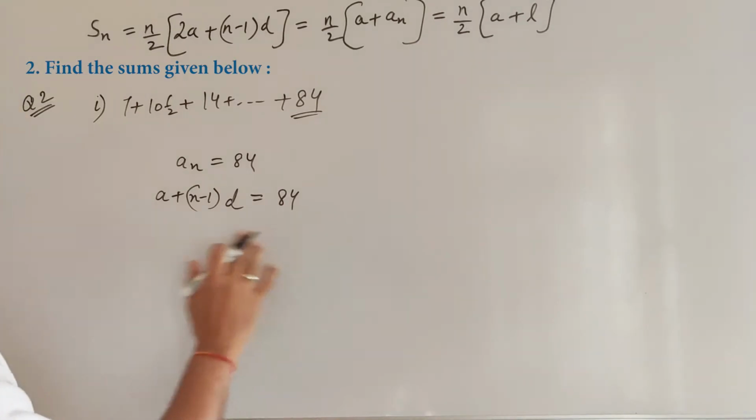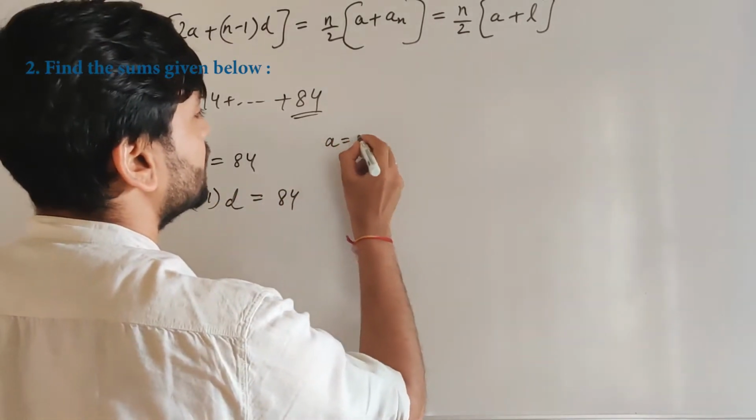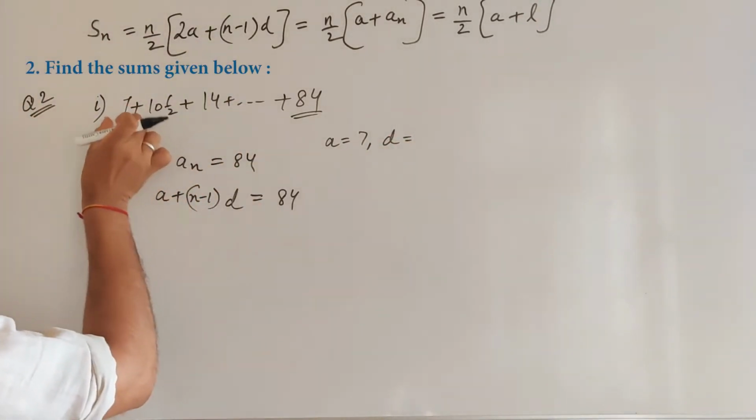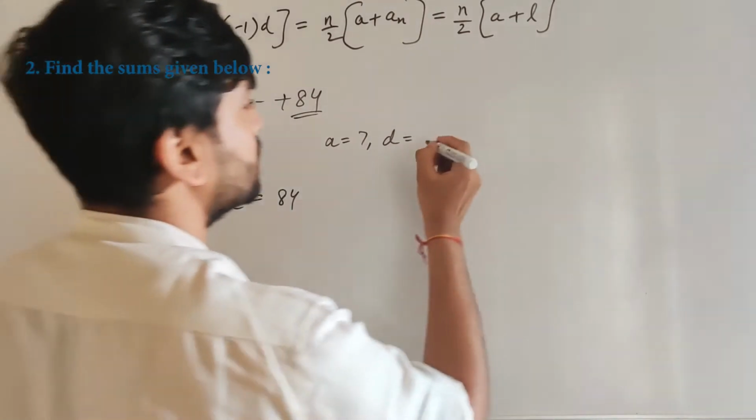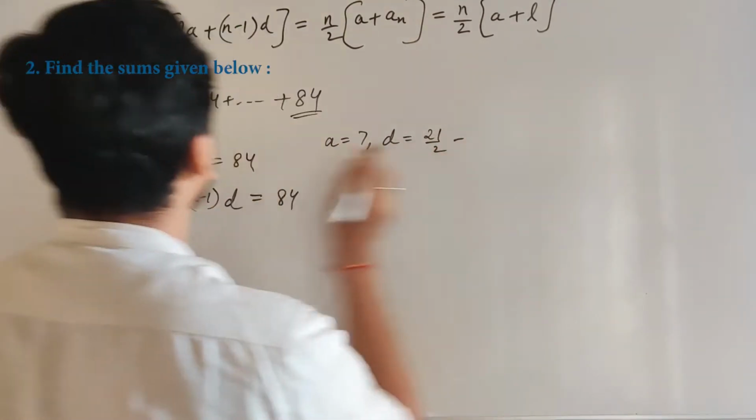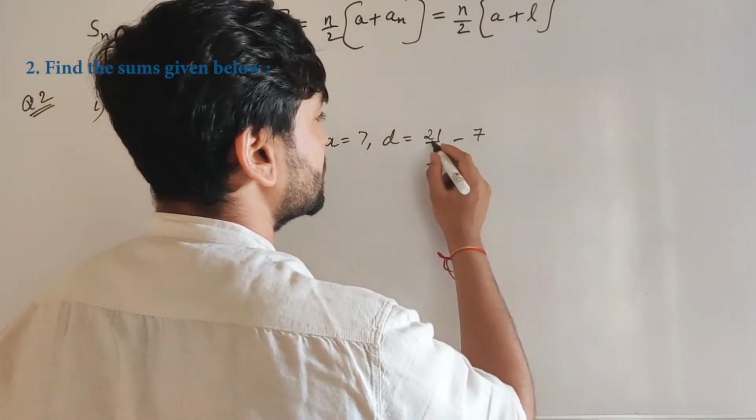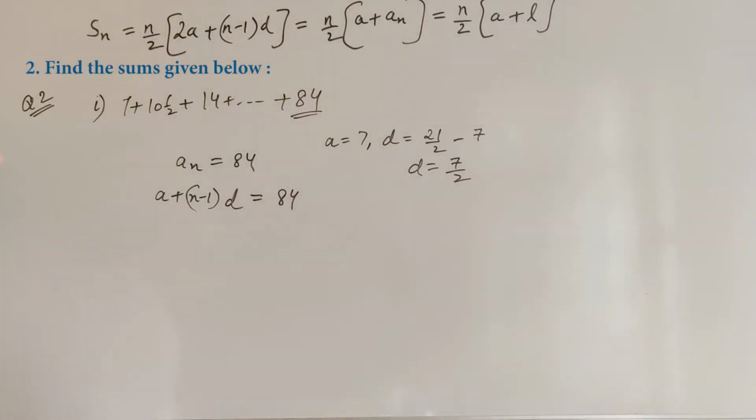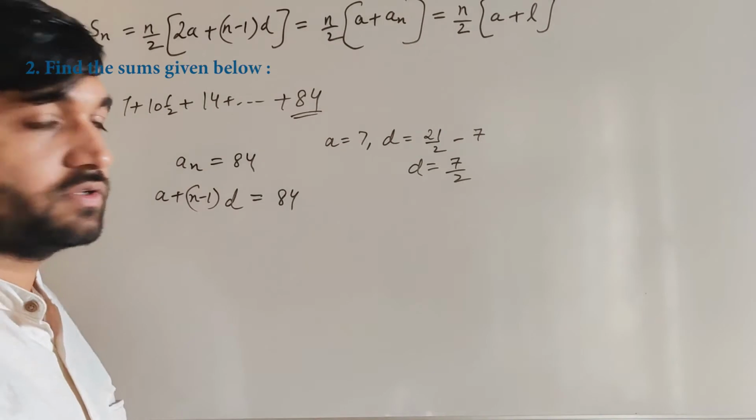So in this formula, we know a value, which is 7. A value is 7. The common difference value is this minus this. Okay, 10 and a half is 21 by 2 minus 7, which we simplified. So that will give you 21 minus 14 as 7 by 2 as the common difference value. So we know a and d. So we can substitute a and d here and get the value of n.